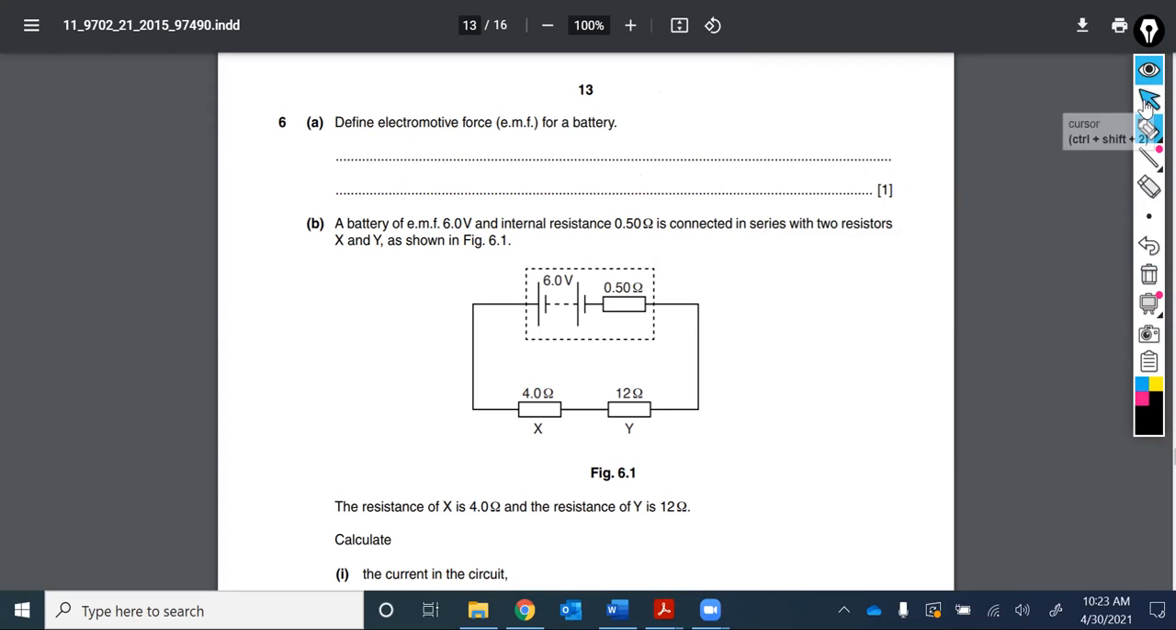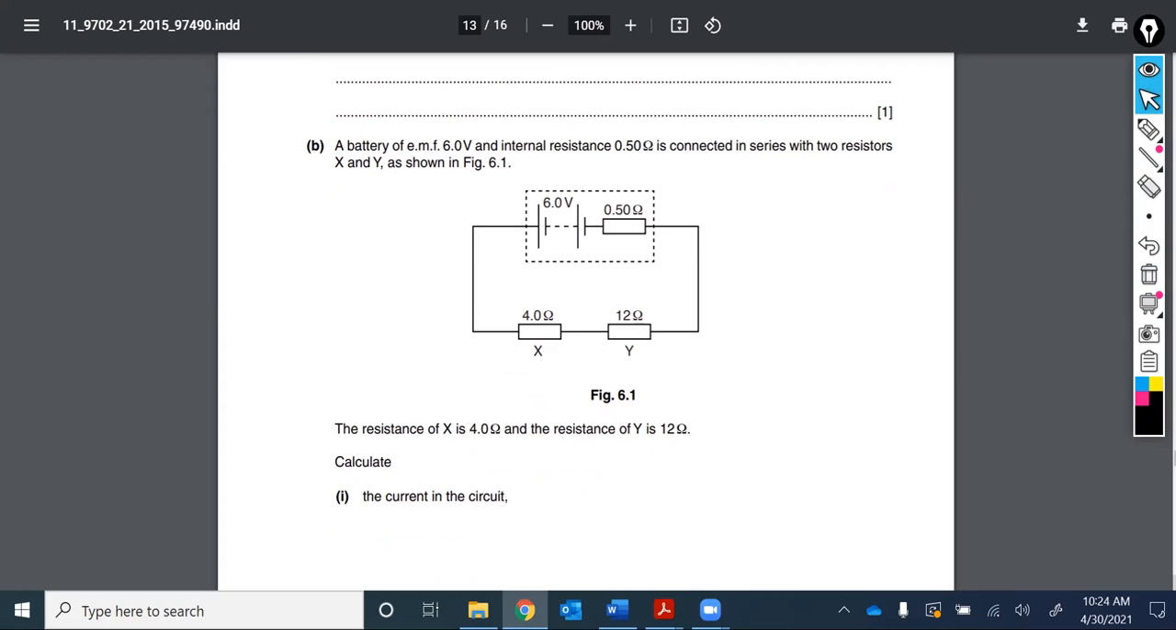Question goes on to read, a battery of e.m.f 6 volts and internal resistance 0.5 ohm is connected in series with 2 resistors X and Y, as shown in figure 6.1. The resistance of X is 4, the resistance of Y is 12. Calculate the current in the circuit.